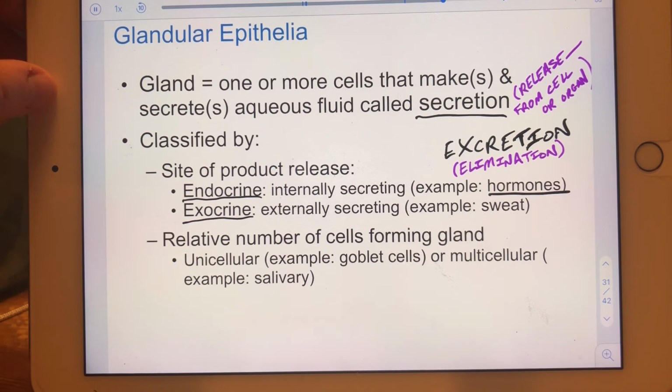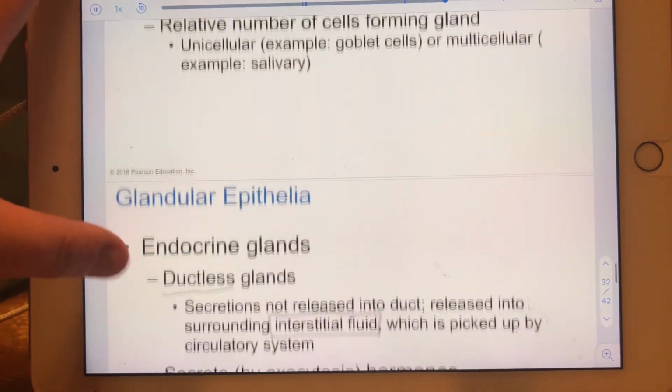The unicellular version of an exocrine gland is a goblet cell, and we met those recently when we were looking at modified columnar cells. Whereas an example of a multicellular exocrine gland would be a sweat gland, a salivary gland, a sebaceous gland, for instance. Okay, I'm now on the next slide, which is 33.